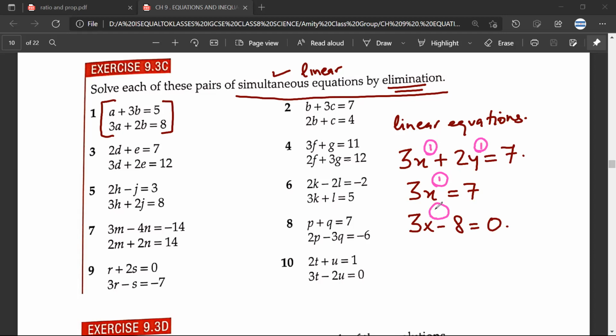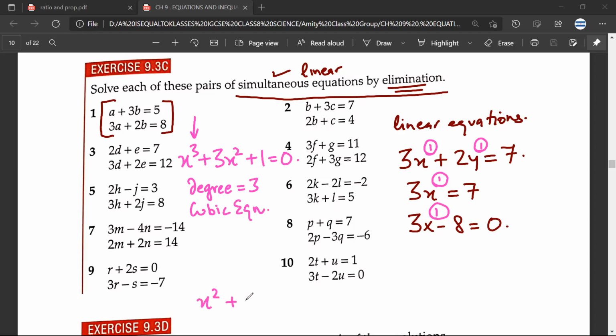Now compare these kind of equations with equations like these. So for example, x cubed plus 3x square plus 1 is equal to 0. Now this equation would have a degree of 3. This would be called a cubic equation. Another kind of equation can be x square plus 2x plus 7 is equal to 0. So this would have a degree equal to 2.